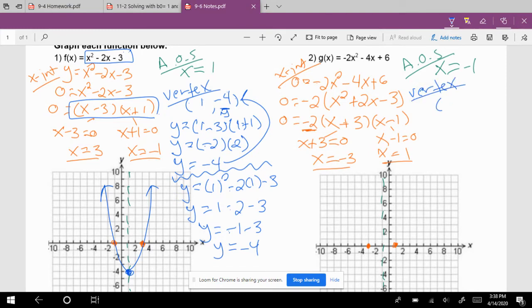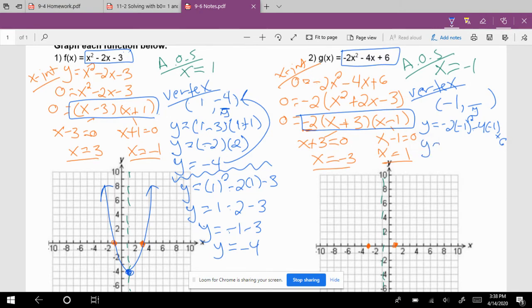So I know my vertex is -1 comma something, and I need a y value. So again, I can choose to plug it into the factored form, or I can plug it into the standard form. It doesn't matter. I'm only going to show 1 on this one because I'm kind of limited on space. I'm going to do the standard form since that's the newer idea of the lesson. So I have y equals -2 times -1 squared minus 4 times -1 plus 6.